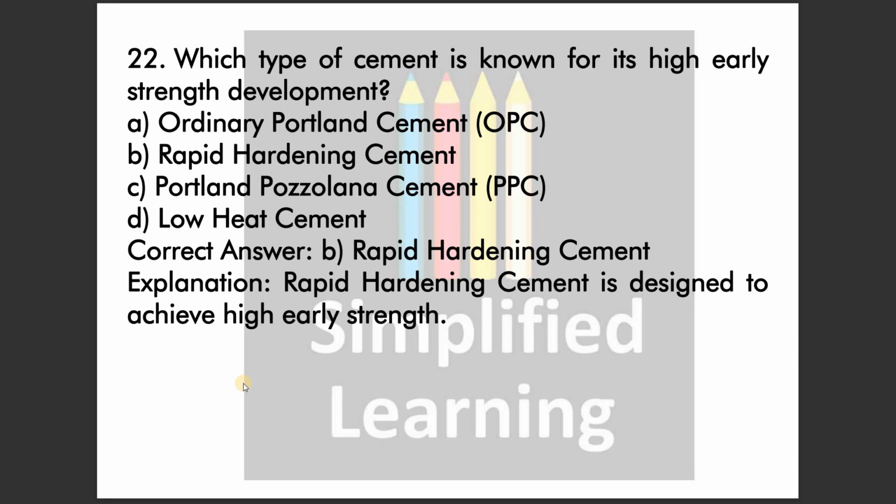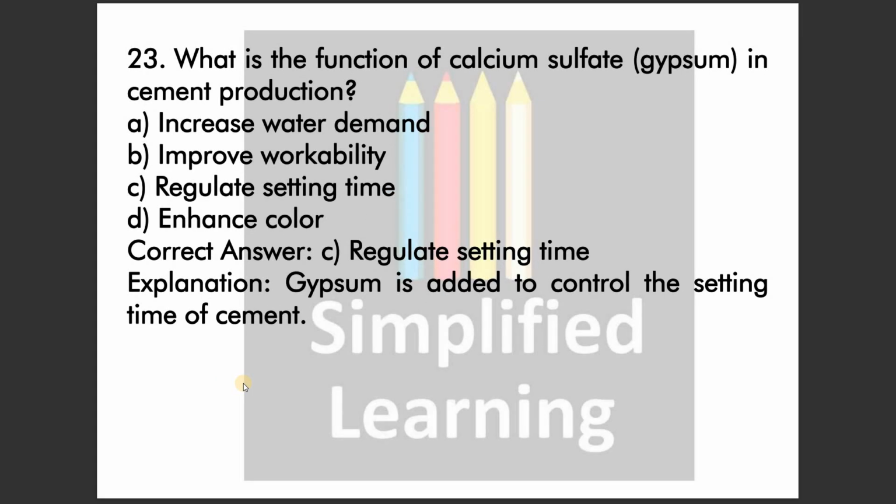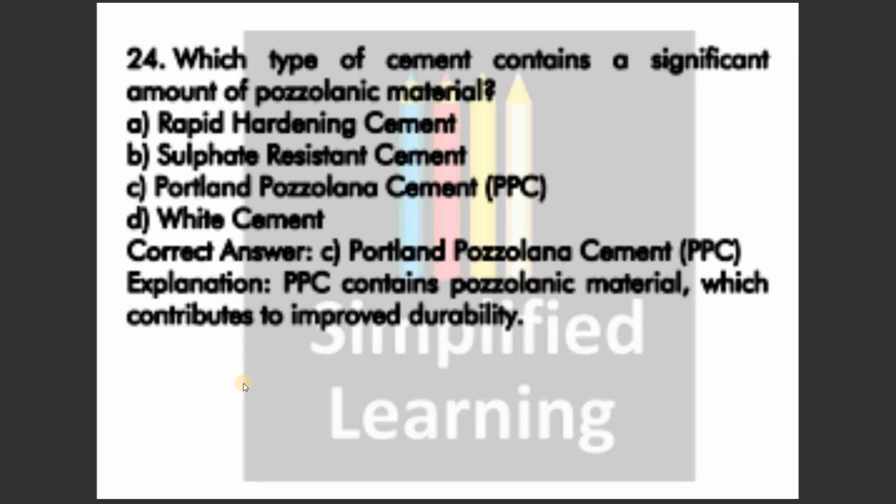Then, which type of cement is known for its high early strength development? The answer is rapid hardening cement. Rapid hardening cement is designed to achieve high early strength. Then, what is the function of calcium sulfate, or let's say gypsum, in cement production? Gypsum regulates the setting time of cement.